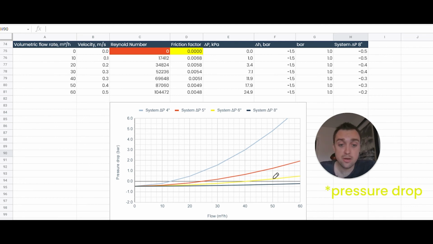The discharge pressure of the pump on the 6-inch pipe, the yellow one, would be very low. It would be less than half a bar. Whereas on the 4-inch pipe, it would be 5 bar. The 5-inch pipe, it would be about 1.2 bar, whatever. I'm not reading very carefully.